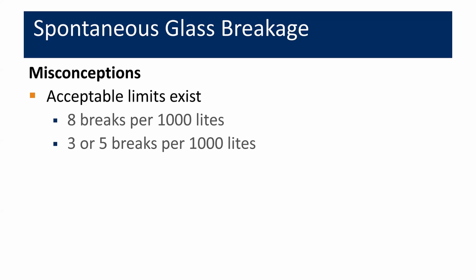Secondly, some have suggested that the acceptable rate is 3 or 5 breaks per 1,000 lights. And that represents various manufacturers' warranties for their heat soak tested glass. So in other words, if they have breakage exceeding 3 or 5 lights per 1,000 lights, they'll start replacing the glass free of charge. But it's not an indication of what an acceptable limit is.